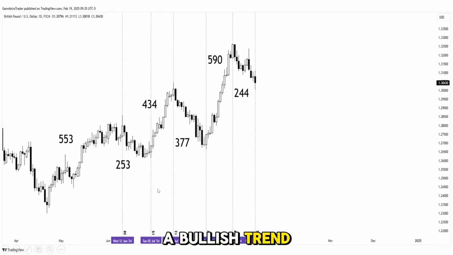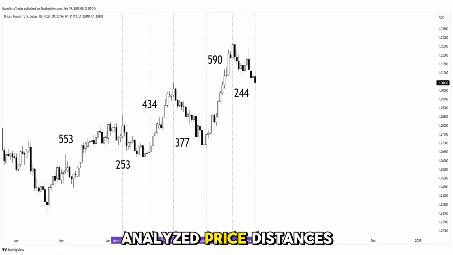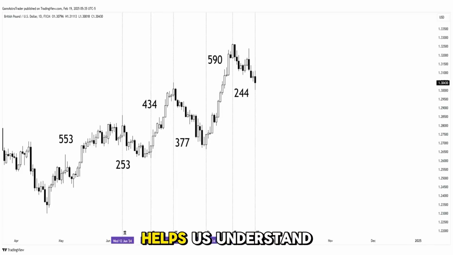All right, we have a bullish trend and we have already measured price. Now it's time to measure time. As you can see in the chart, I have already measured and plotted the time intervals, which are 38, 15, 12, 14, and 12. These numbers represent the number of bars between key turning points. Just like we analyzed price distances, measuring time cycles helps us understand the rhythm of the market. Now, the key question is, do we see a repeating time pattern? Is there a cycle forming?